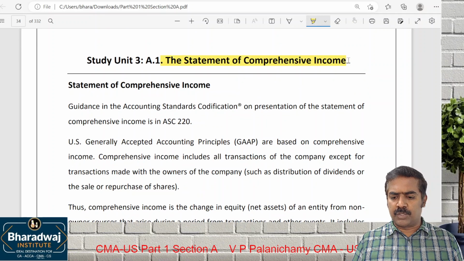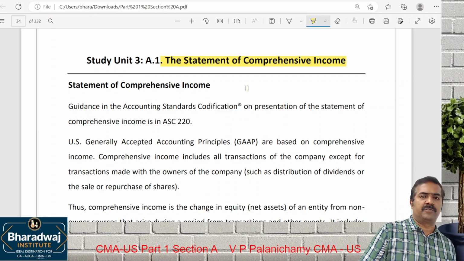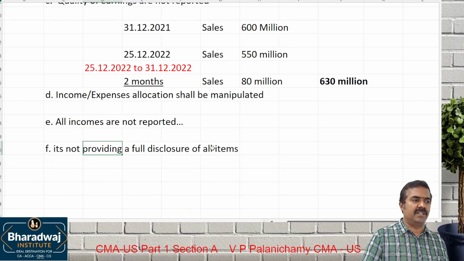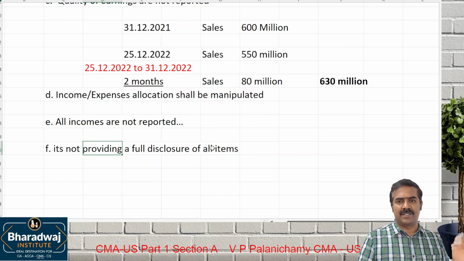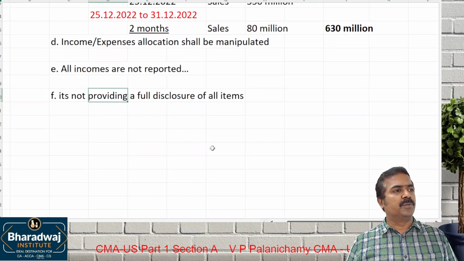Next, the statement of comprehensive income. It is a new topic that I will do in the next class. Because so far, whatever we learned, balance sheet or P&L account, these concepts we already know: income, expenses, gains, losses. But the statement of comprehensive income, we will do separately.